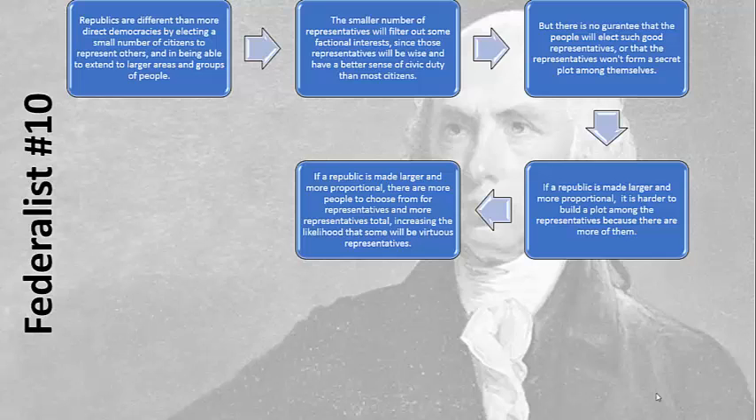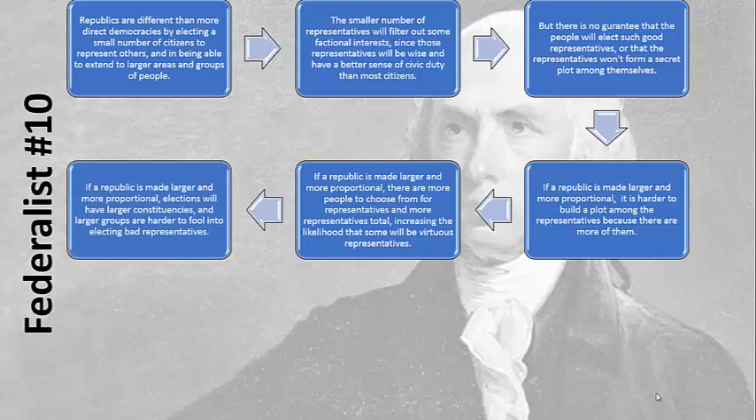Similarly, if you only have 50,000 people, there might only be 3 really smart, virtuous people among them. So you don't have enough for smart, civically virtuous representatives. For Madison, if you extend the republic, make it larger and more proportional, it's going to be harder for the representatives to build a little secret plot among themselves. You're going to have more chance of having good people in proportion to the population. And you're going to decrease the impact of each bad apple. Finally, he says, there are bigger constituencies, and the bigger the constituency, the less likely it will be to choose a really bad representative.